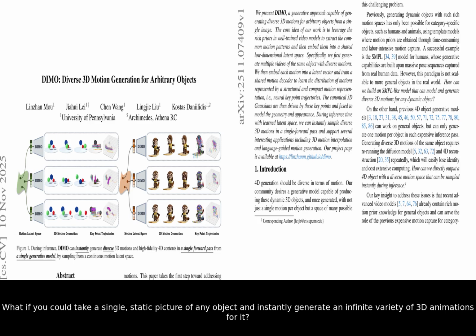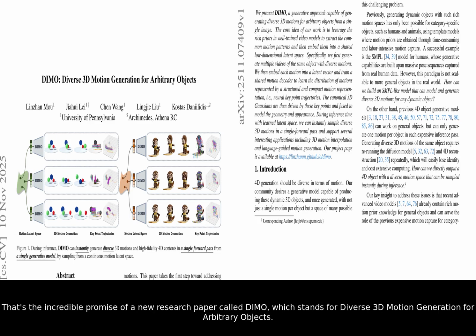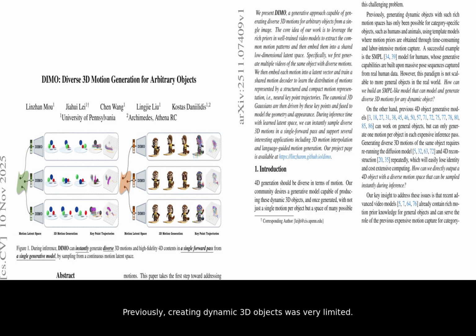What if you could take a single, static picture of any object and instantly generate an infinite variety of 3D animations for it? That's the incredible promise of a new research paper called DIMO, which stands for Diverse 3D Motion Generation for Arbitrary Objects. Previously, creating dynamic 3D objects was very limited.